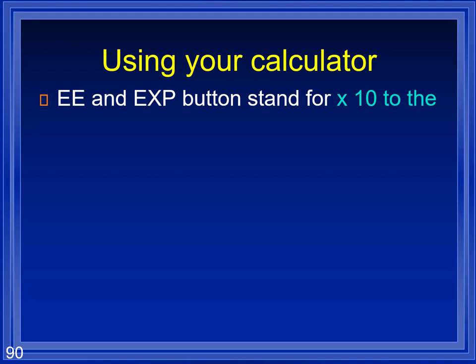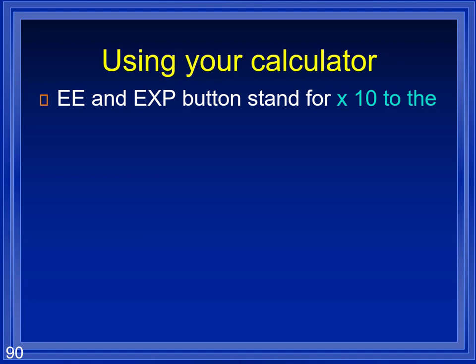Okay. Here's another Texas Instrument calculator. And see how above the 7, it says EE, but that's a shifted button. So in order to use this, you have to push the blue second and then the EE. So that's what the button stands for.